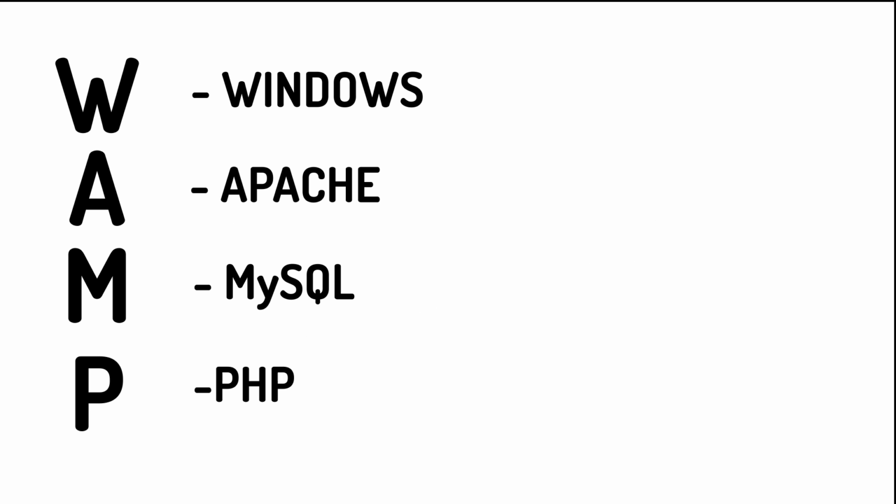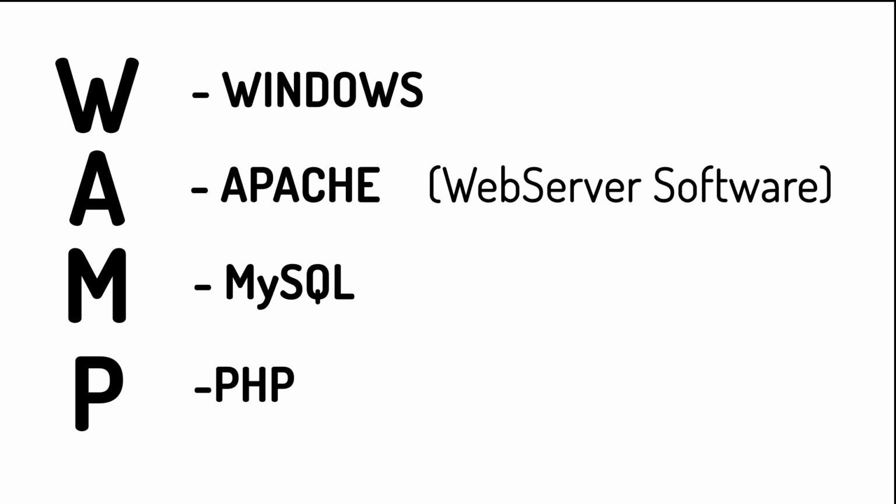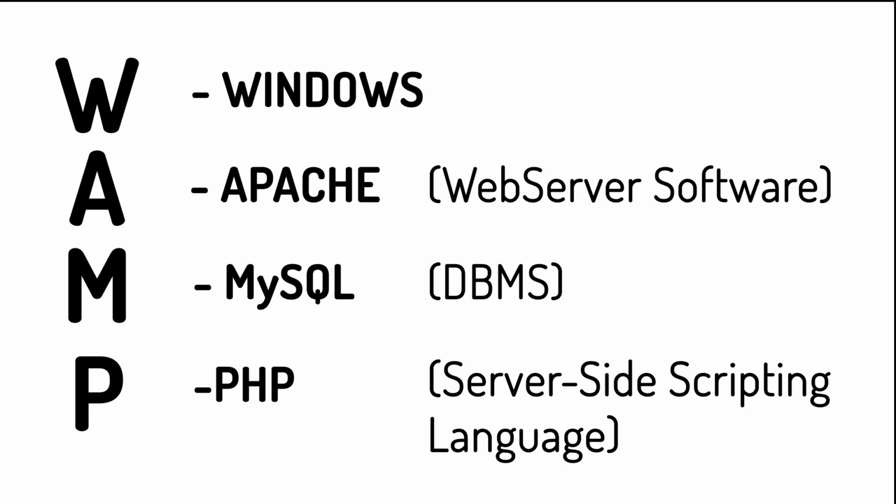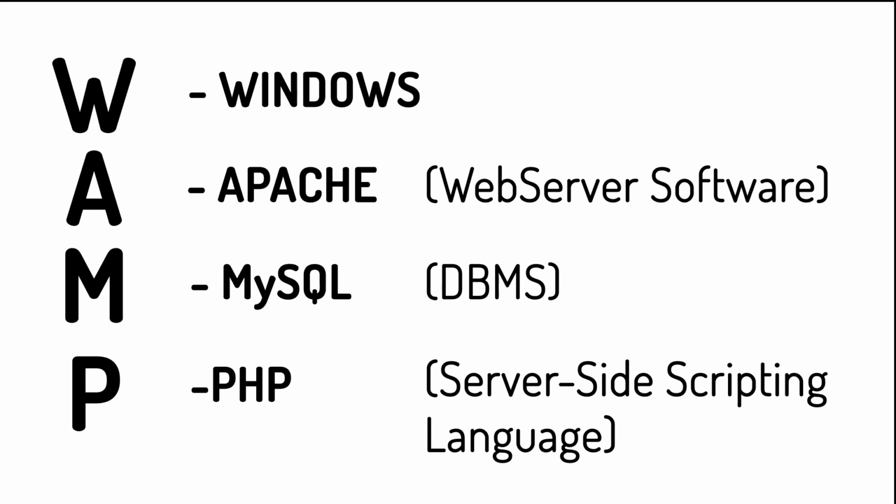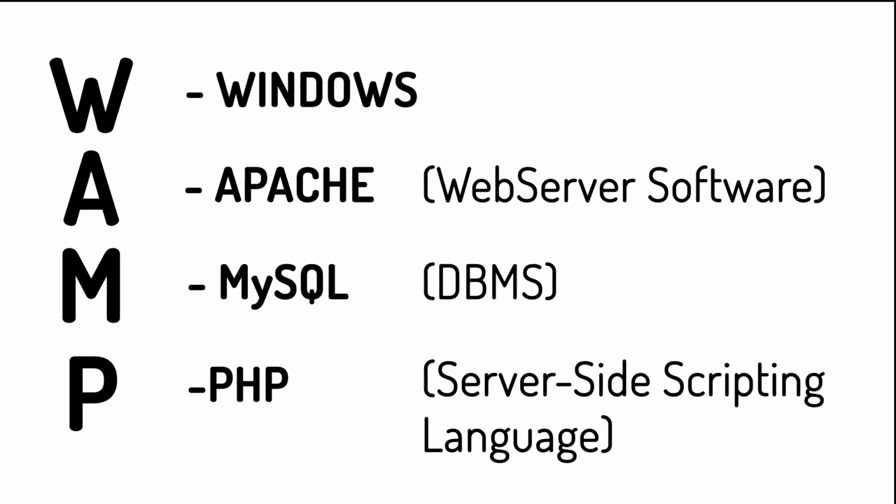WAMP is a software stack of Windows operating system consisting of Apache, MySQL, and PHP. Where Apache is a web server software, MySQL is a database management software, and PHP is a server-side scripting language, which can be implemented on your Windows PC without the need for an actual web server.